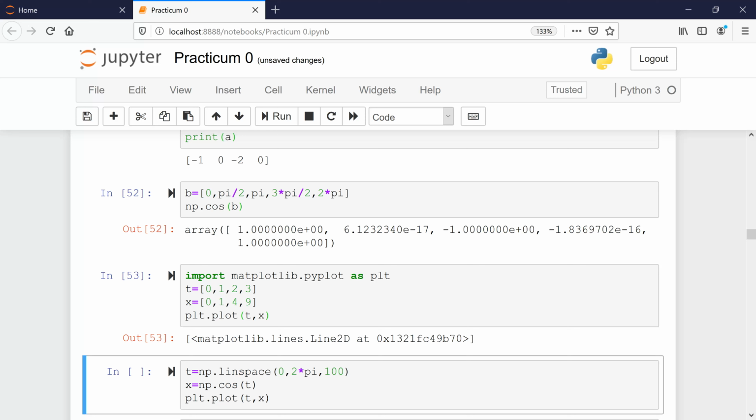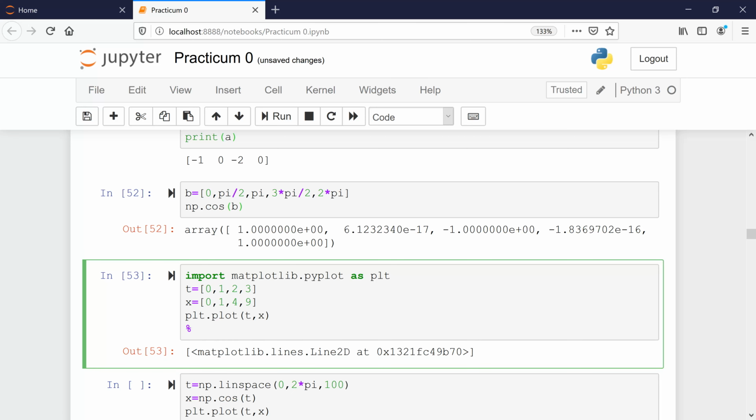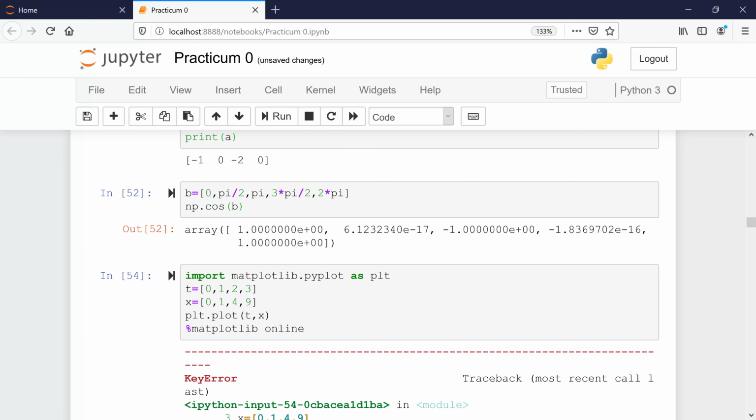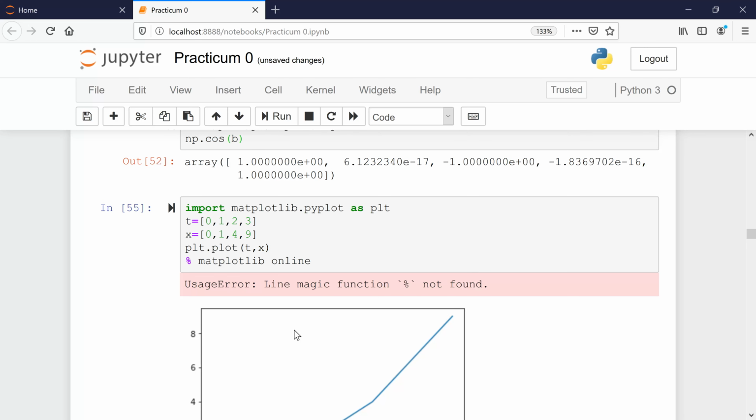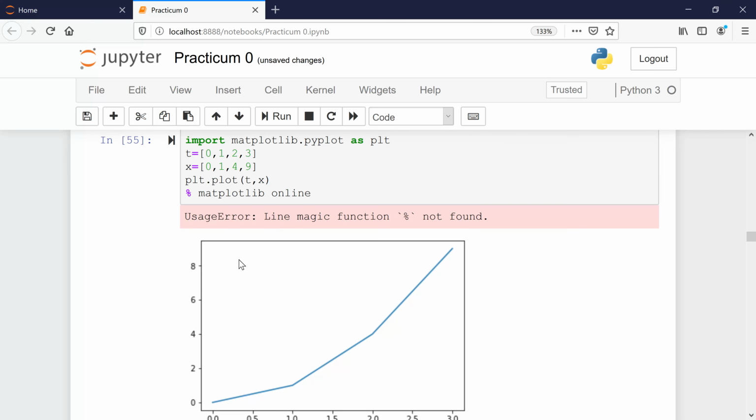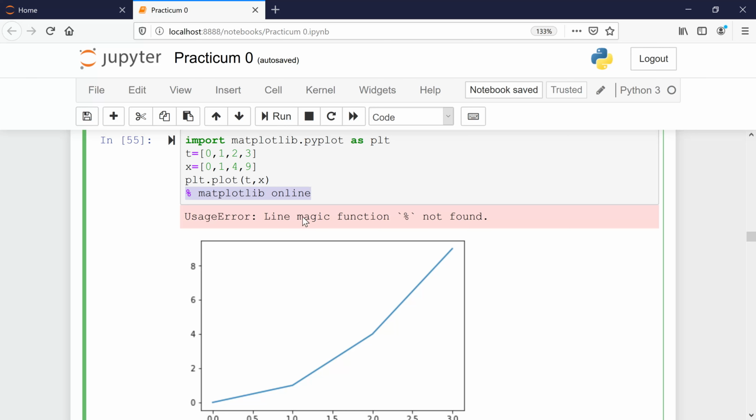Yeah, because I have to put Matplotlib inline, I think. Yeah, sorry, I made a mistake. So if you want to see the plot, you have to type this command or something equivalent, Matplotlib inline. Otherwise, it doesn't display.